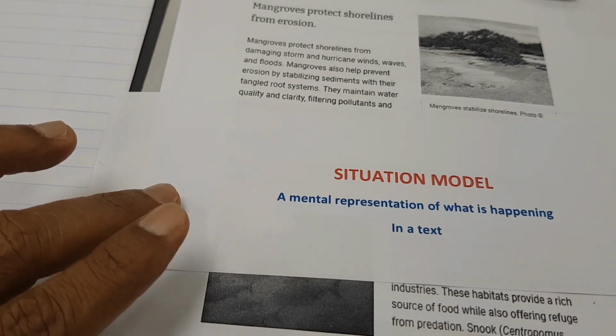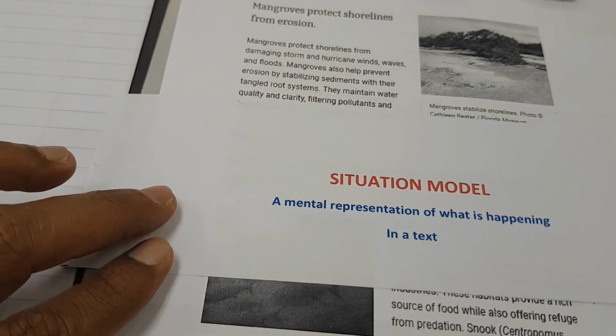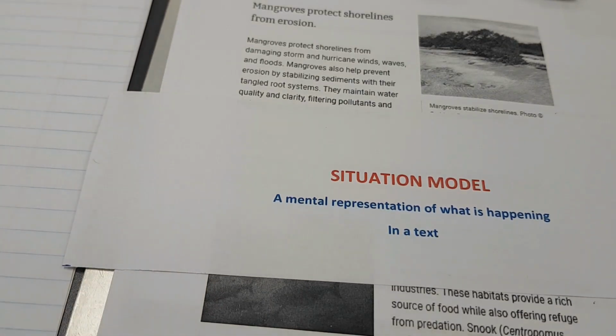So you see this term here. So the situation model, if you do a search for situation model on Google, you see it was developed by Kintsch and Dijk. And the situation model is, as I said here, a mental representation of what is happening in a text. So let's just go back a bit and consider what this means.